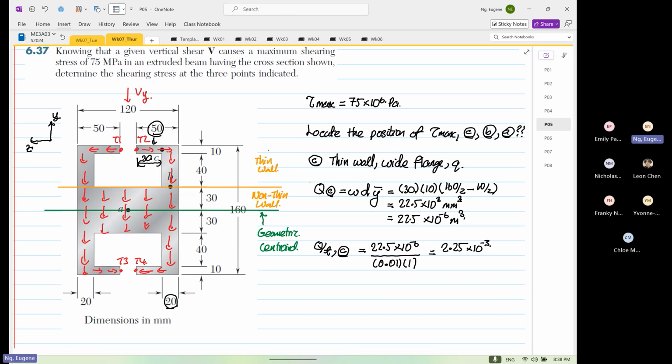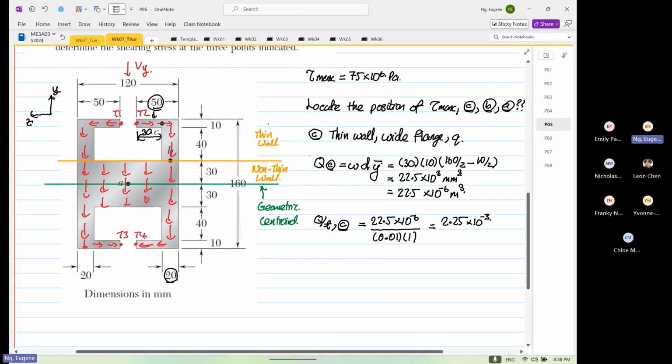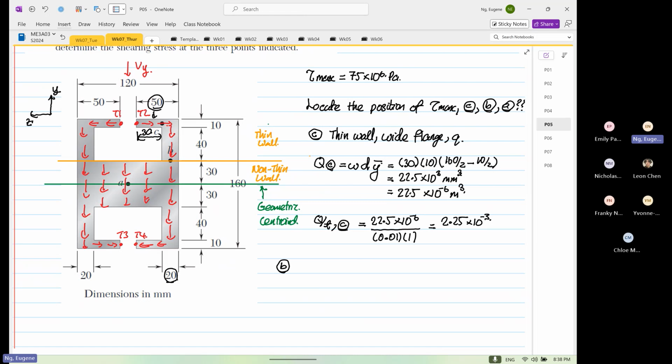Okay. So we know that next we're going to consider at point B. We knew that point C is not going to be the highest, sorry, we did not really know because the thickness is the smallest, remember? But the first moment of area is also the smallest at point C. Now we look at point B. So also the same thin wall. Okay, and it's also a wide flange.